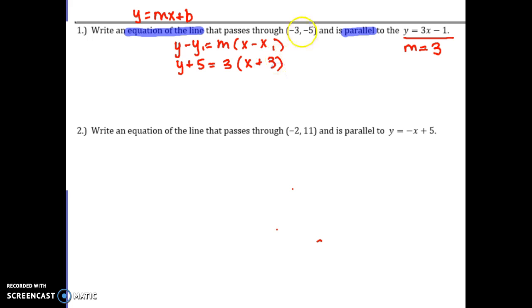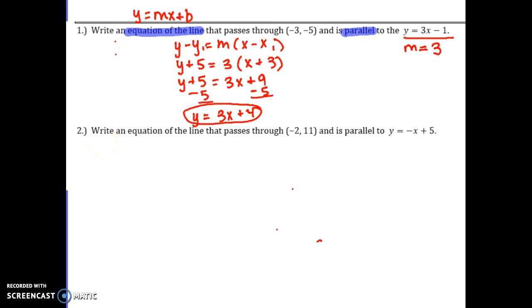We're subtracting a negative. So this becomes y plus 5 is equal to 3x plus 9. Then we'll subtract 5 from both sides, and we get y is equal to 3x plus 4. That's our answer. Did we write the equation of a line? Yes.